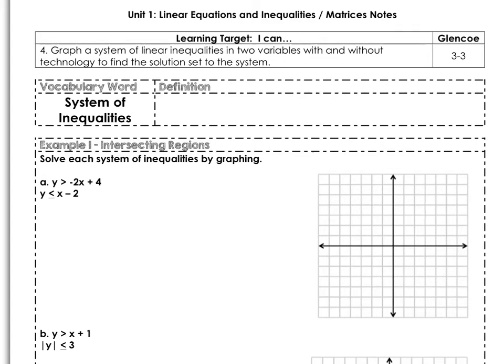This is your lesson on systems of linear inequalities in two variables. It follows the examples from Glencoe 3.3. In example 1, I'm asked to graph two separate sets of systems of inequalities.